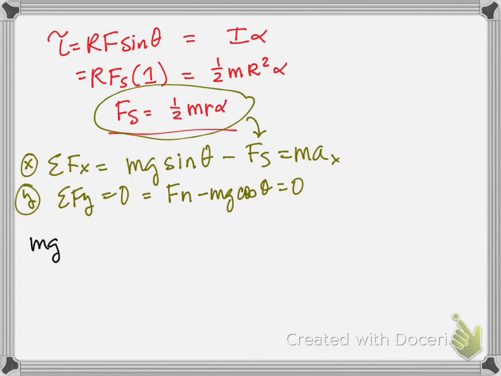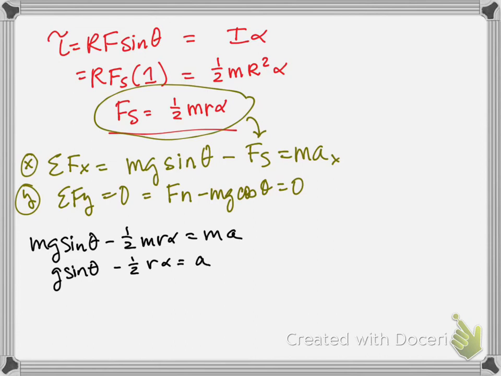mg sine theta minus 1/2 mr alpha equals ma. Now, you might be surprised, you might not. I go back and forth. The masses are going to cancel out. So g sine theta minus 1/2 r alpha equals acceleration.